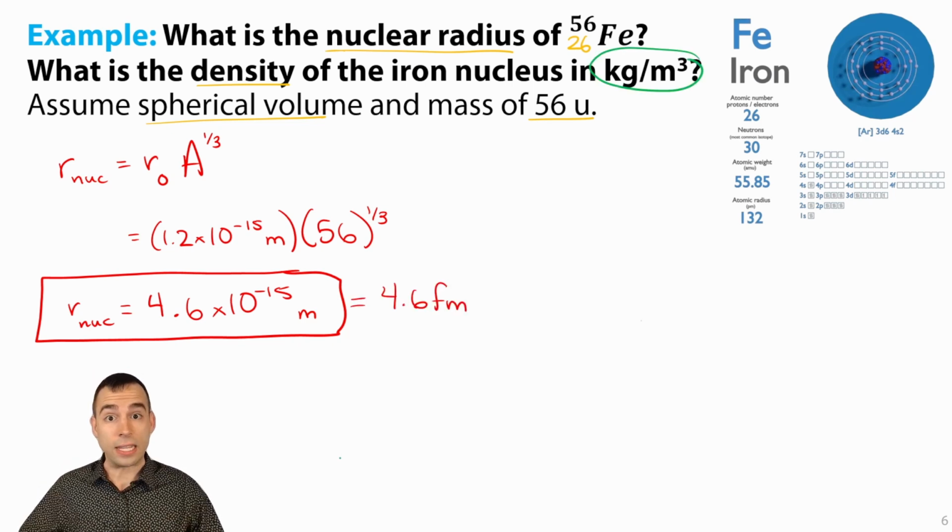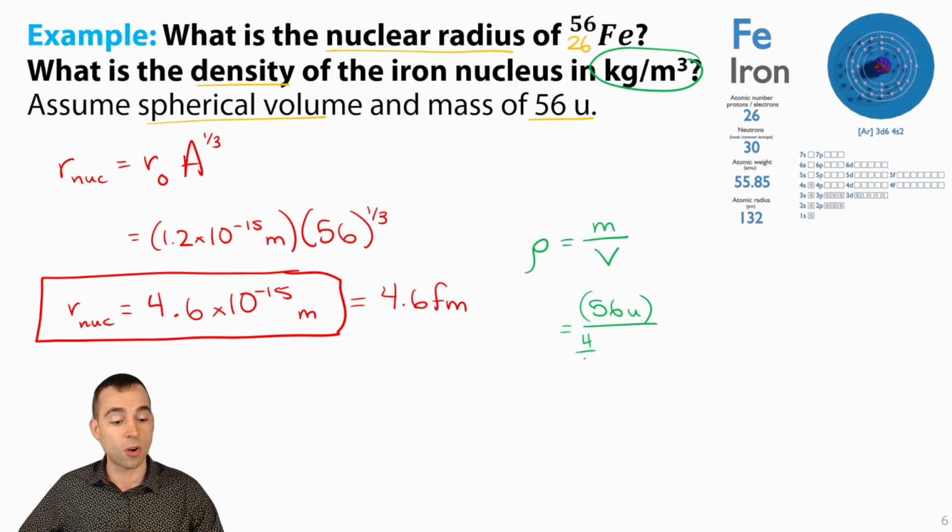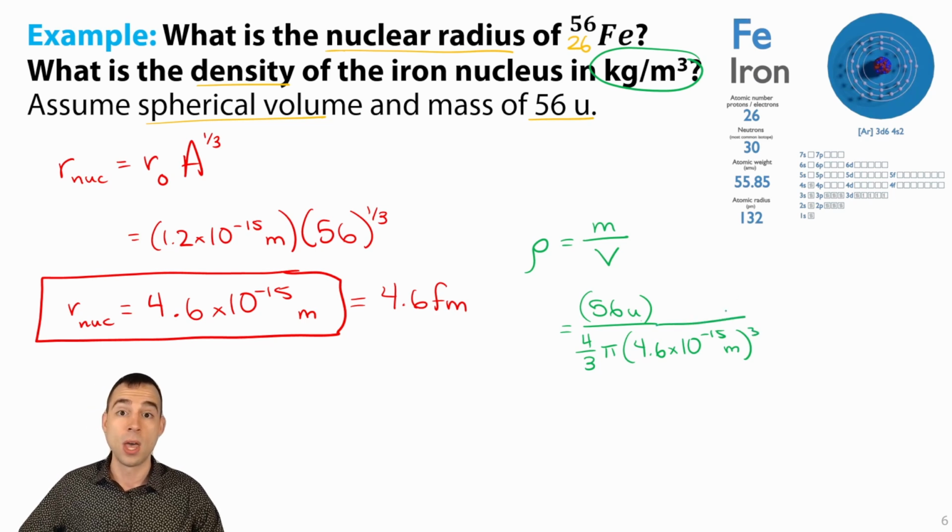And now to calculate the density of the nucleus itself, we assume that it is a sphere with a volume of 4/3 pi r cubed, and we know that the nucleus has a mass that we are given here in atomic mass units. So let's calculate that density. It has 56 u as the mass for just the nucleus itself, dispersed over a volume of 4/3 pi r cubed, where r is that number that we just solved for, 4.6 femtometers, or 4.6 times 10 to the negative 15 meters. And that number needs to be cubed for the volume of a sphere.